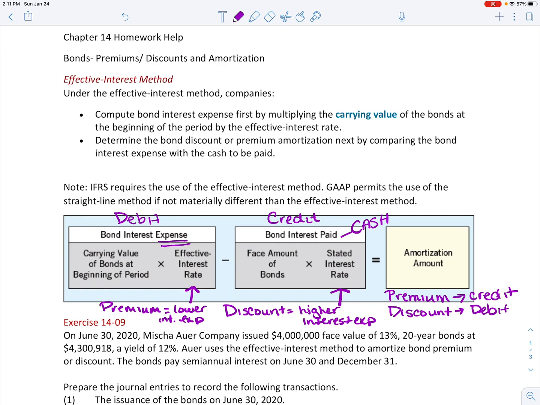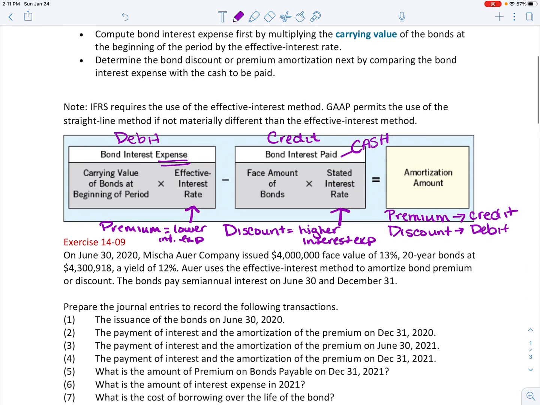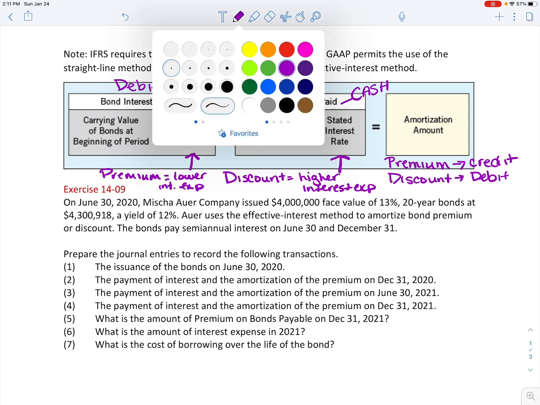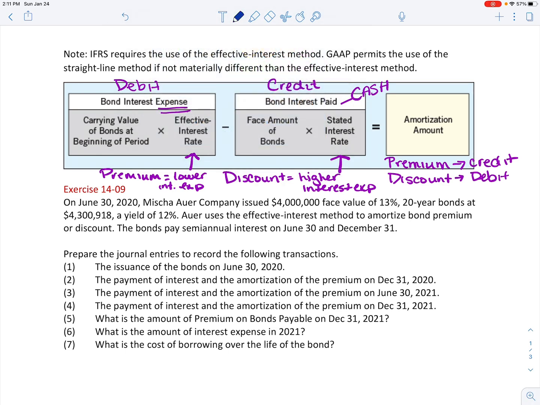So let's walk you through a homework problem here, kind of give you some information as to what to pull out to make it a little bit easier, and how to do the journal entries, as well as a few other items. So first, when we're looking at the problem, we're going to make sure we identify each piece. For example, this 4 million. Now that's your par value of your bond. That's the amount you have to pay back. That's the amount that you're going to record.